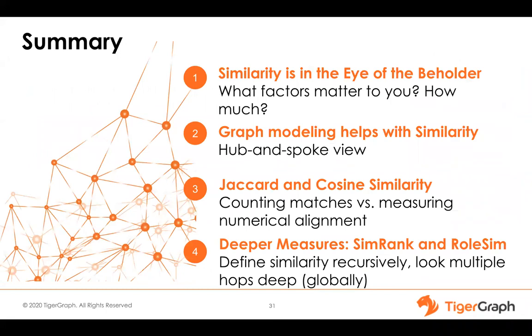So again, one of the messages I want you to walk away with is remembering that similarity is in the eye of the beholder. It depends on what factors matter to you. The graph model is a very effective model for thinking about similarity because of the hub and spoke view, which makes the features very accessible. I want you to understand the difference between Jaccard and cosine similarity. One is counting matches and the other is measuring numerical alignment. And then two ways of doing a deeper assessment are SimRank and RoleSim, which define similarity recursively. They each take multiple hops and they also look globally, so they do take more time to compute.